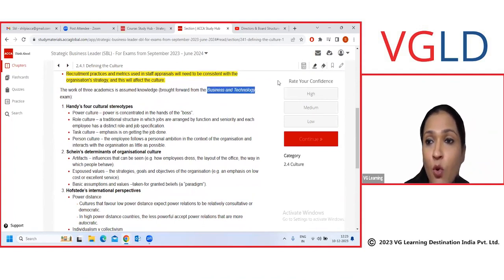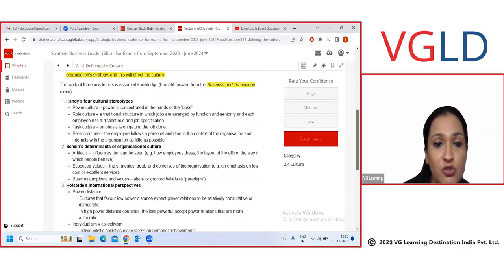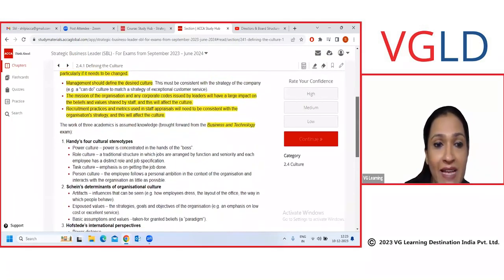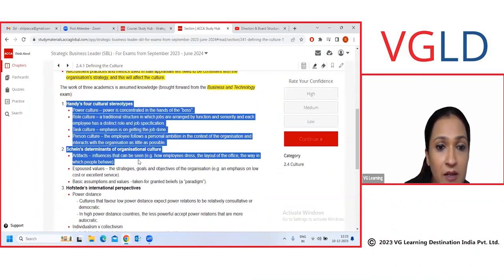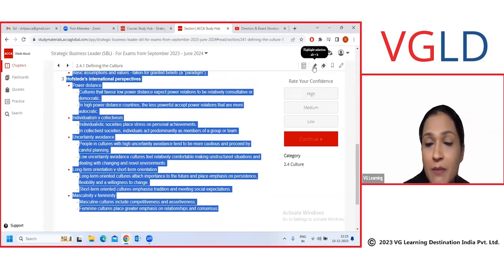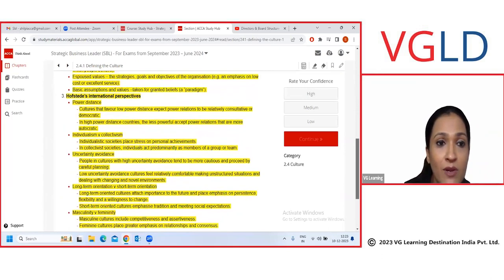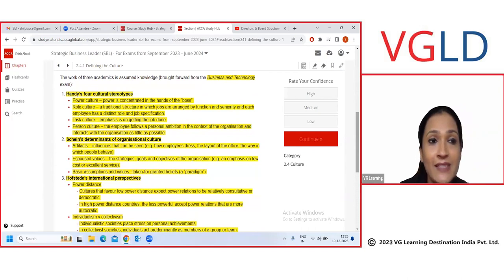So for those of you who have gotten an exemption in your BT paper, I would request you to please look at and revise these three concepts, because it is considered brought forward knowledge as far as your SBL syllabus is concerned. Is there anybody who doesn't know or understand Handy's four cultural stereotypes, doesn't understand Shine's determinants of cultural organization culture, or the Hofstede's international perspective? Is there anybody who doesn't know of these concepts?